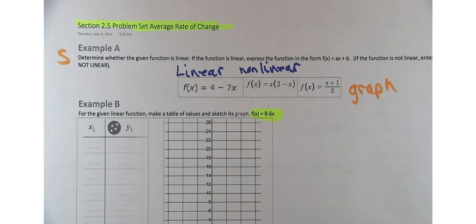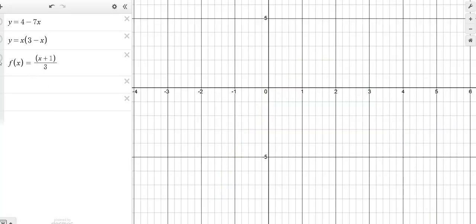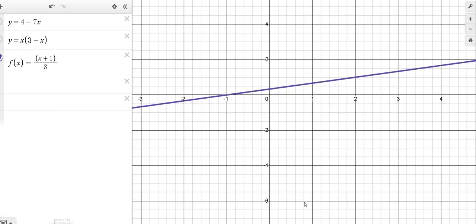And finally with the last one, let's take a look at that one. Does that one look like a linear function? Is its rate of increase nice and constant? Yeah, it is. As you move from left to right, the ratio or the average rate of change is going to be the same. So this one is linear.